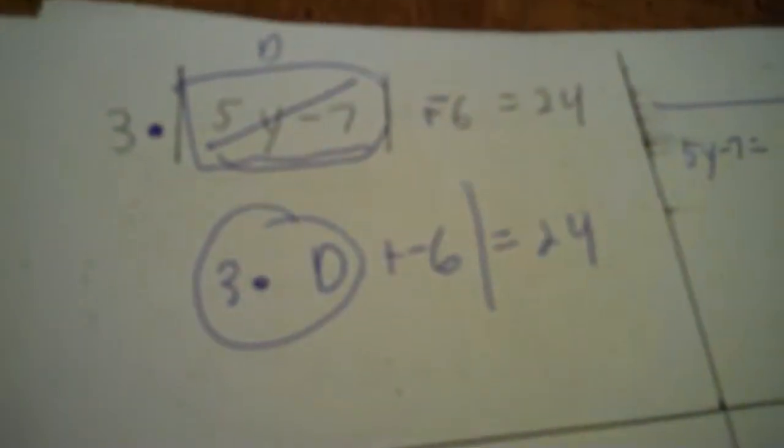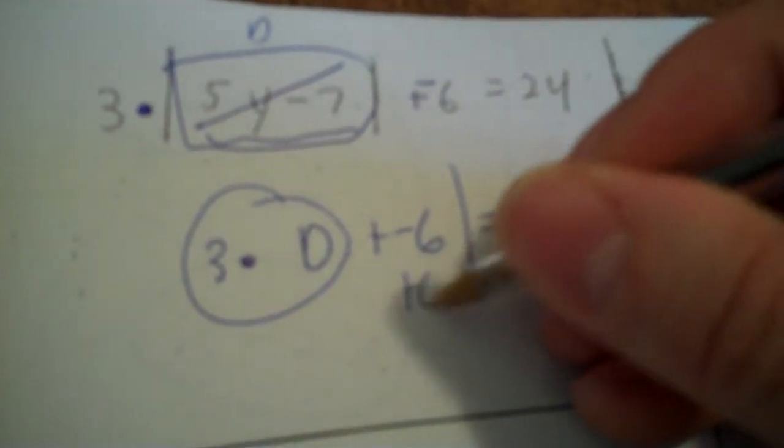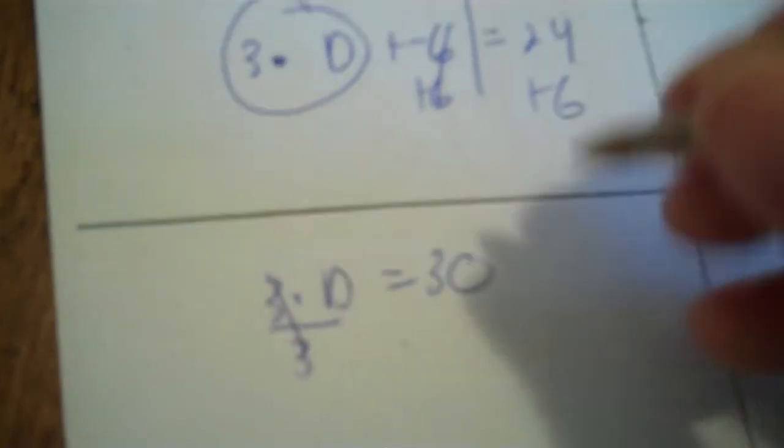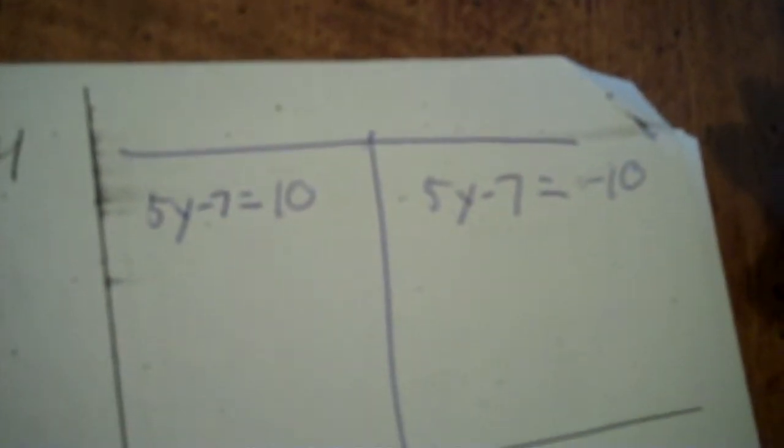Now, you got two operations with d. You got a times and then a plus negative 6. So take out your negative 6 by adding 6, and that takes you to 30. And then you divide each side by 3. And d, the absolute value function, equals 10. So that's positive, so you could be at 10 or negative 10 to have a distance of 10 from 0.